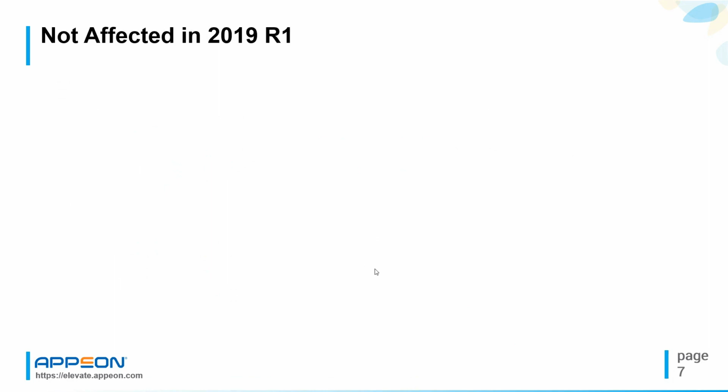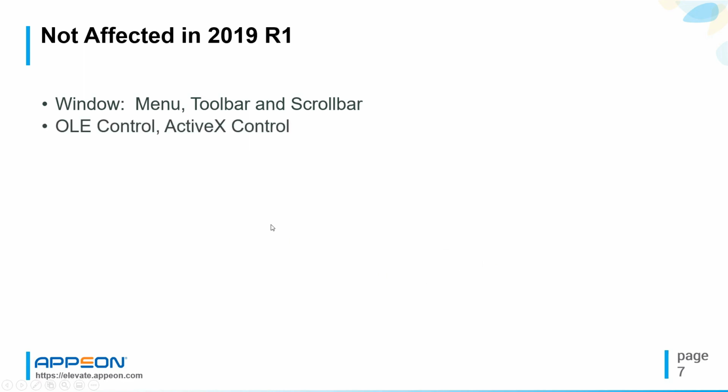Now, in the original release of PowerBuilder 2019, there were a number of controls that still couldn't be themed. On the window, it included the menu, the toolbar, and the scroll bar. The old layout control and ActiveX controls, you really couldn't do much with.